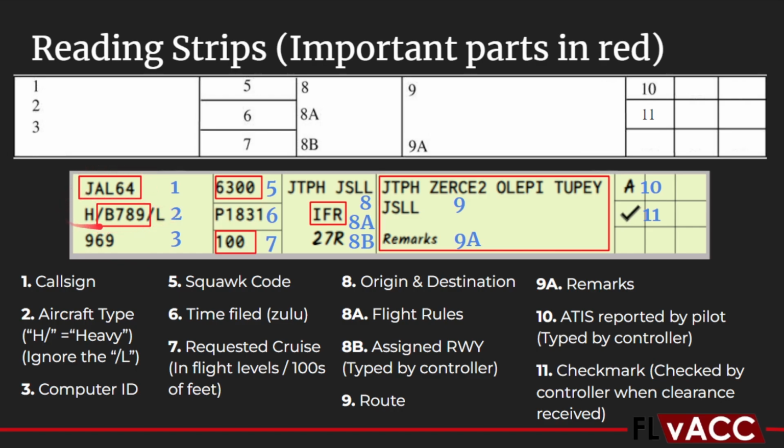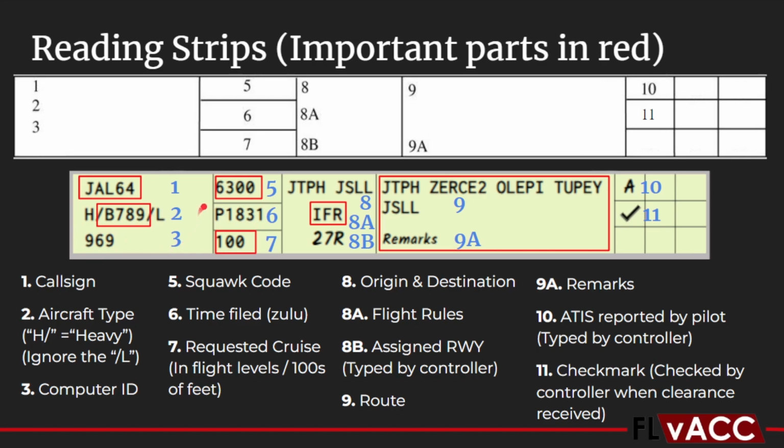Some aircraft types will be preceded by an H/, which indicates that the aircraft is in the heavy weight class. This doesn't really affect anything in Flightline, so you can ignore it. Similarly, the slant L at the end of the aircraft type usually represents what navigation equipment an aircraft has, but in Flightline, this doesn't really matter. Lastly, on the left column is the computer ID number, or CID. This number is simply to help the computer handle the strips, so it doesn't affect the controller.